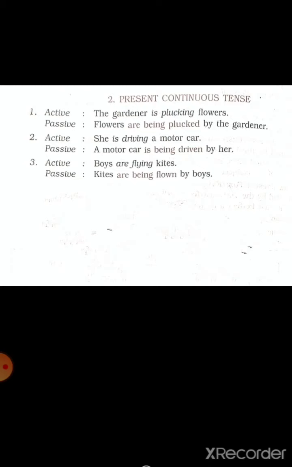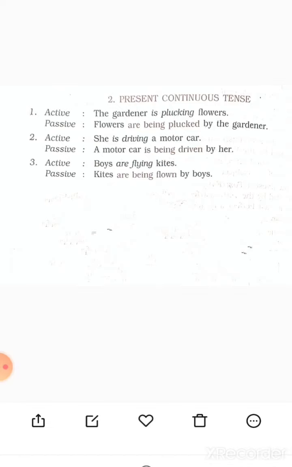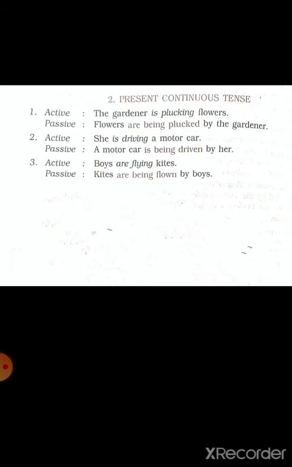Next, she is driving a motor car. A motor car is being driven by her. Next, boys are flying kites. Kites is in plural form, so that is why kites are. After that being. After that, fly is the main verb. The third form of fly is flown: fly, flew, flown. By boys. So kites are being flown by boys.